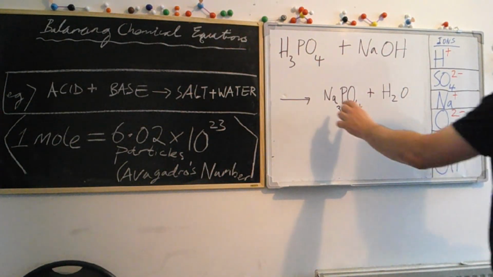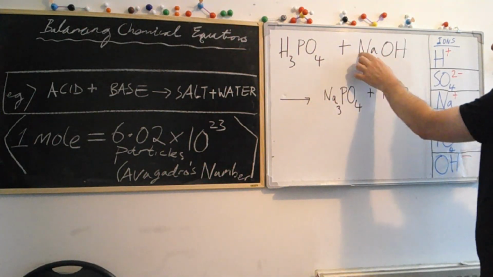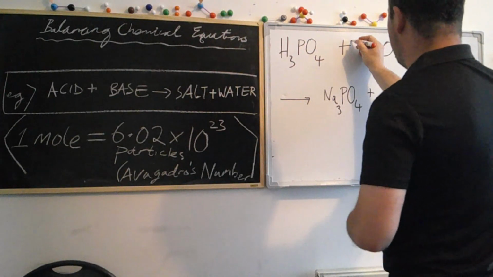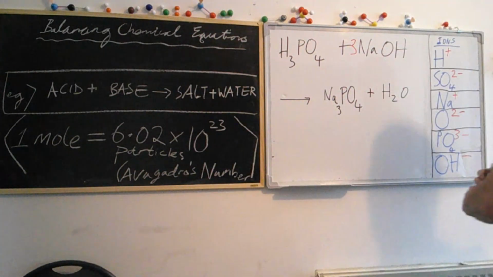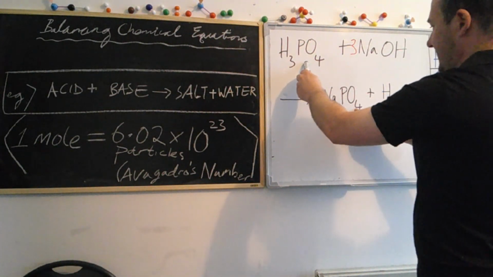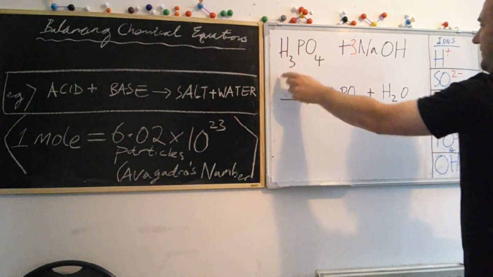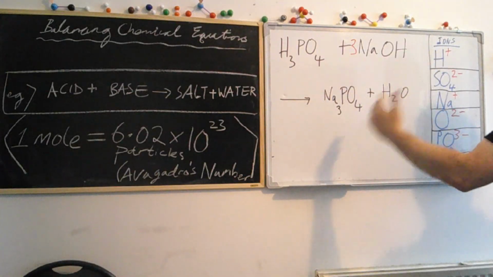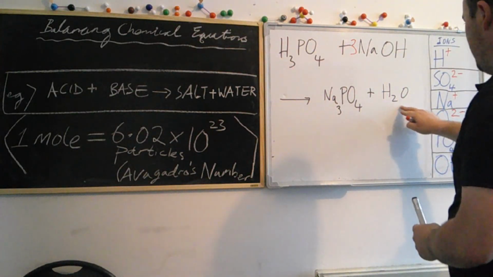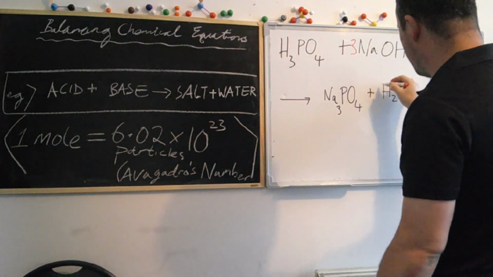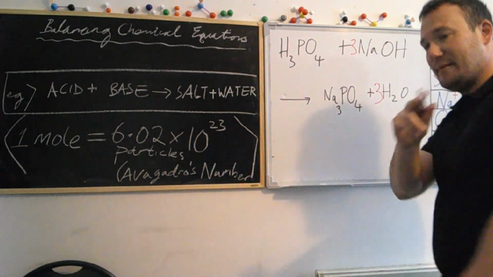Again, you'll notice I've got 3 sodiums here and 1 here. So I have to add a 3, which goes here. 1 phosphate, that's fine. Now for the hydrogens. 3 here and 3 here. So that's 6. I've only got 2. So to get 6 hydrogens, I multiply by 3.